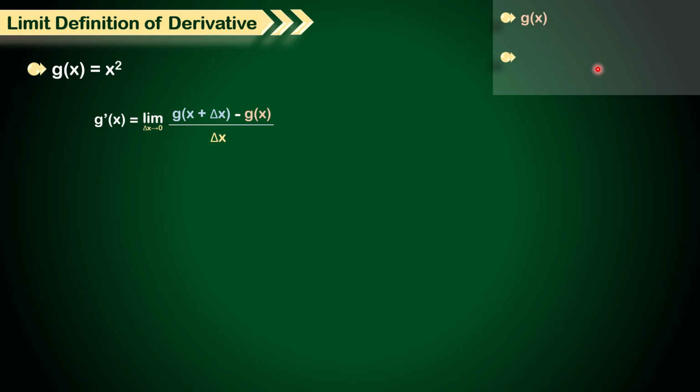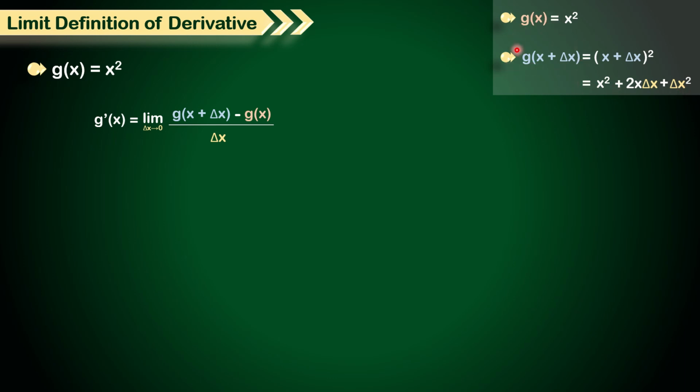G of x is equal to the given function itself, which is x squared. G of x plus delta x is equal to the square of x plus delta x. Expand the binomial, it is equal to x squared plus 2x delta x plus delta x squared.